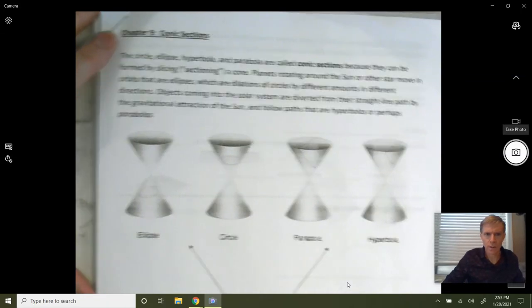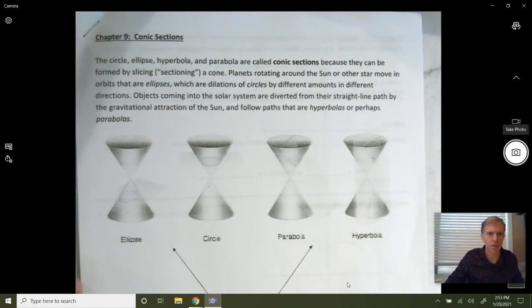Good morning. Today we're going to talk about Chapter 9. So if you have your new packet, you can follow in the packet. We're going to be doing pages 234 to 236.